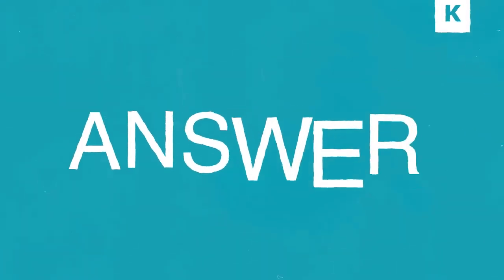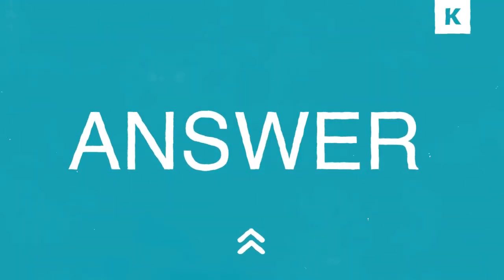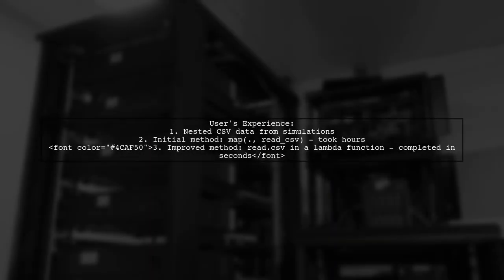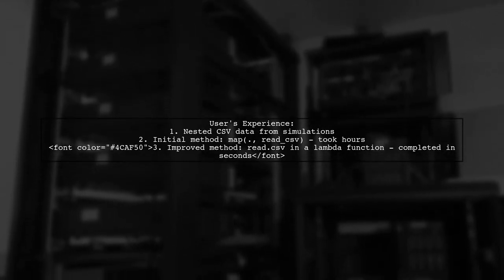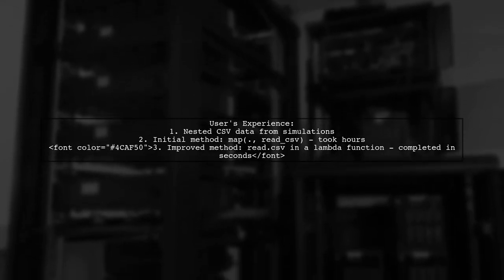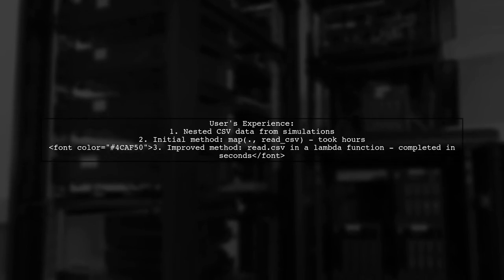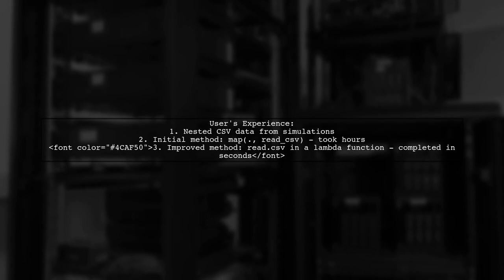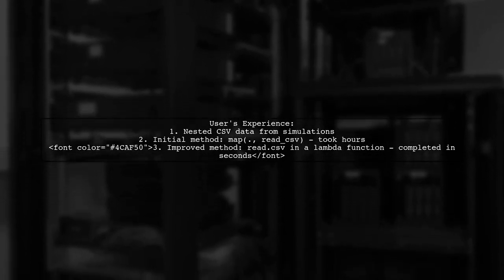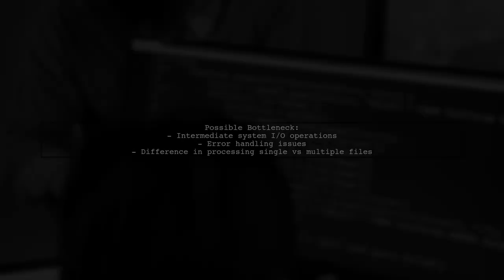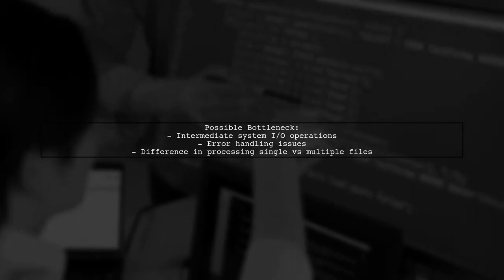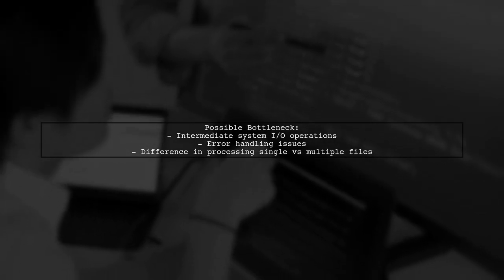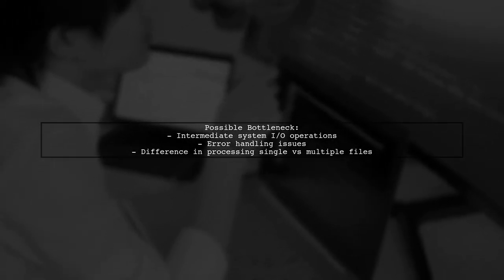Let's now look at another user-suggested answer. The user encountered a challenge with nested CSV data from simulations, which required extensive parsing. Initially, using map with read_csv took hours. However, switching to read_csv in a lambda function drastically reduced the time to just seconds. They speculate that there might be an intermediate system I/O operation or error handling issue causing a bottleneck when processing multiple files, unlike with a single input file.